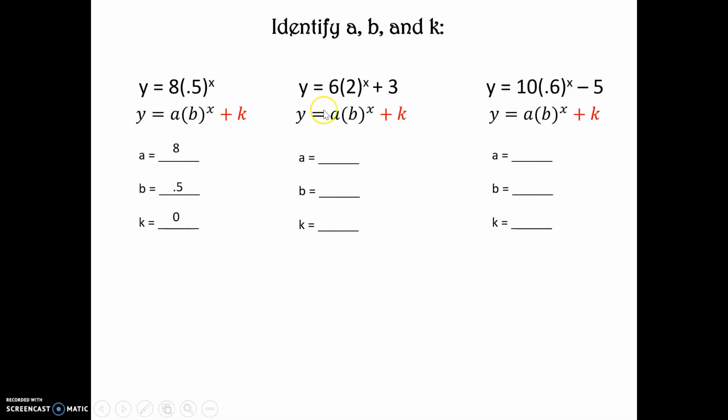Okay? For this one, a would be 6, b would be 2 next to the x, and k is the number on the end here, so k would be a positive 3. Same as the last time, you keep k, don't change that sign. All right, and for this last example, a would be 10, b would be 0.6, and k would be negative 5. I got to keep that negative with it.